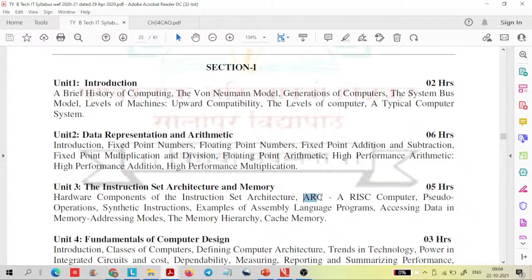So ARC is a RISC type of computer architecture. We'll discuss that in detail.